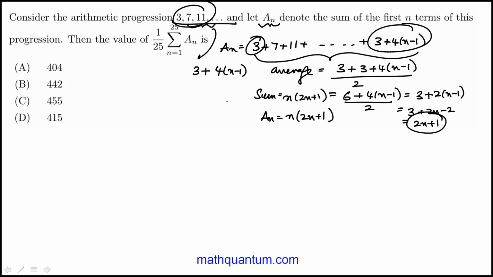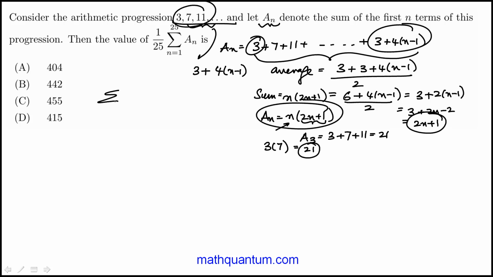For example, if we do 3 terms, a3 is 3 plus 7 plus 11, which is 21. If I plug in n equal to 3, that's 3 times, this is 2 times 3, 6 plus 1, 7, and that does match. So this is our nth term, and what we need to do is to add.